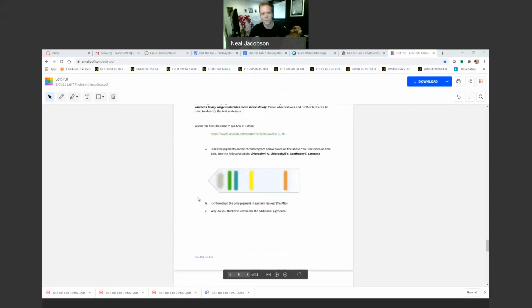So this next question, I'm going to help you guys answer it. And I think you probably already know the answer. Is chlorophyll the only pigment in the spinach leaves? Well, no, we've got the xanthophylls and the carotenes. So no, it's not the only one. Why do you think the leaf needs additional pigments? I'll tell you why. Maybe you guys can come up with the answer, pause it, and think about it. Why does it need extra pigments? Why not just chlorophyll A and B?